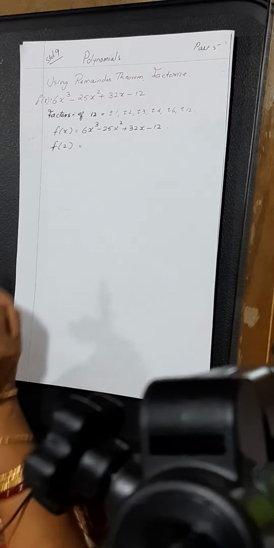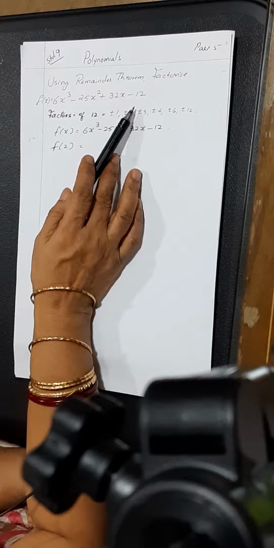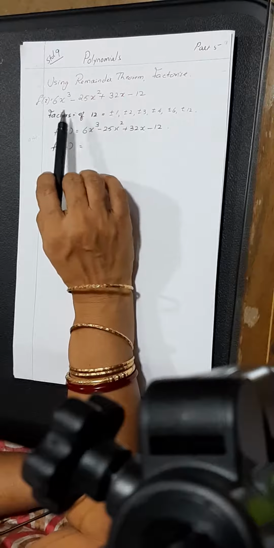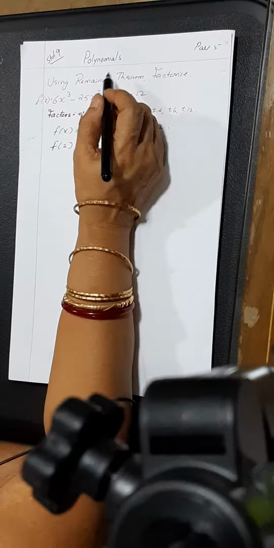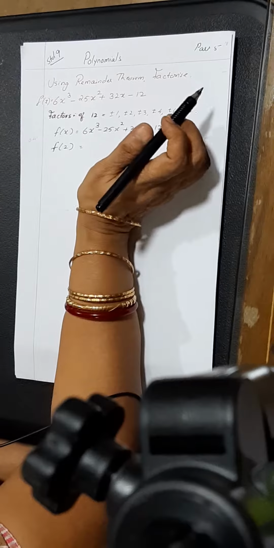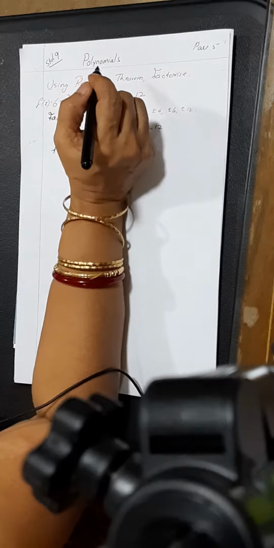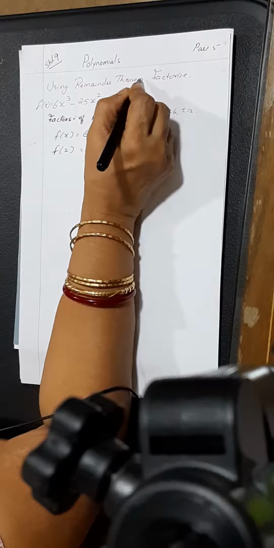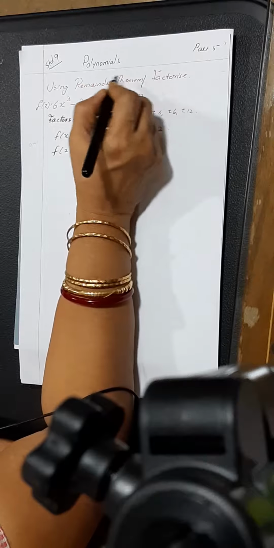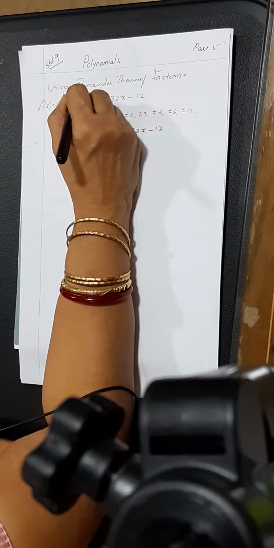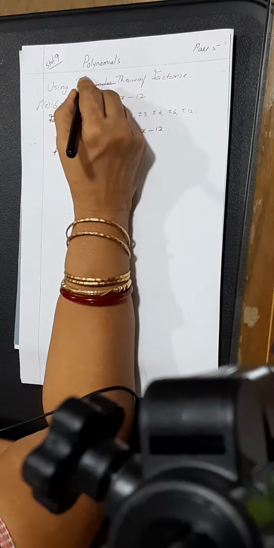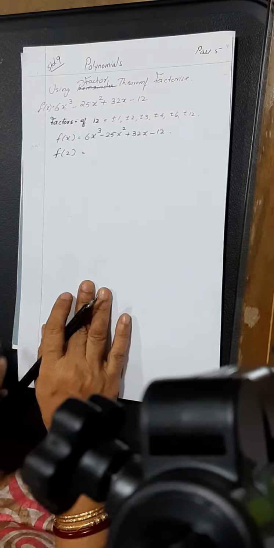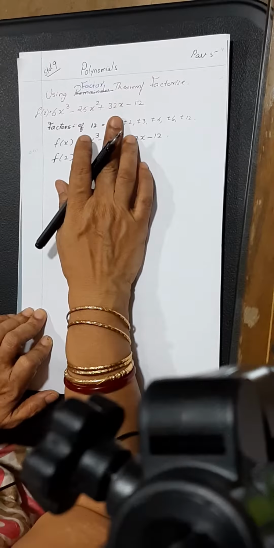Using factor theorem, factorize this polynomial. So, this is a slightly different type of problem. We are using not remainder theorem, it is factor theorem. Using factor theorem, factorize 6x cube minus 25x squared plus 32x minus 12.